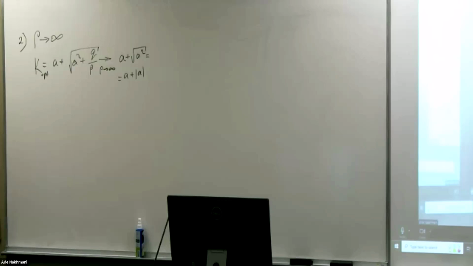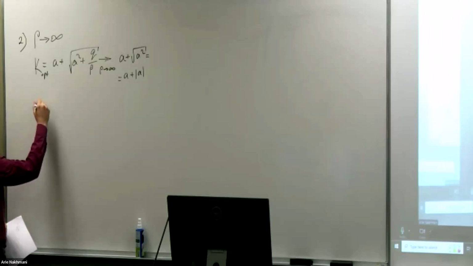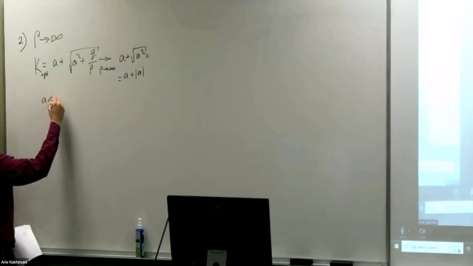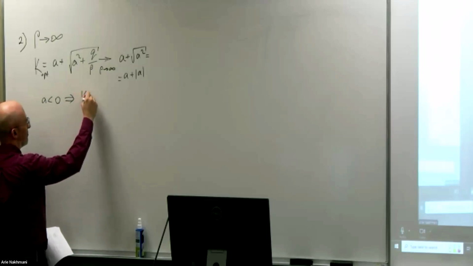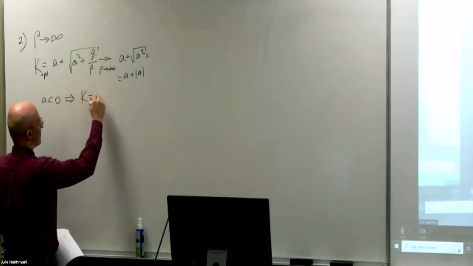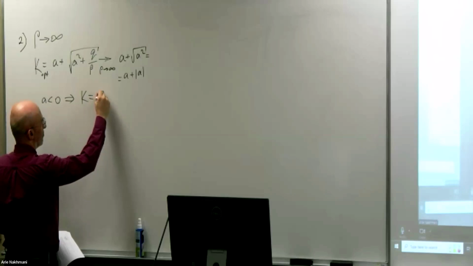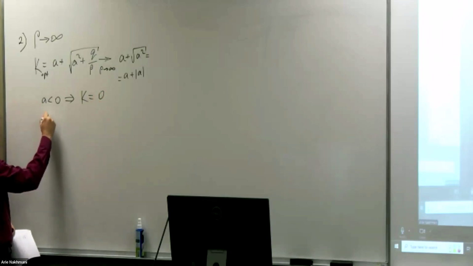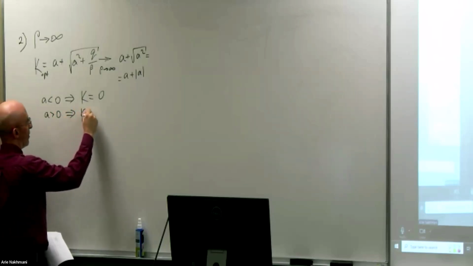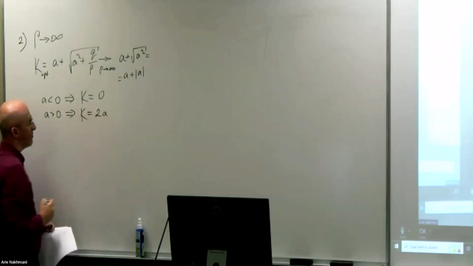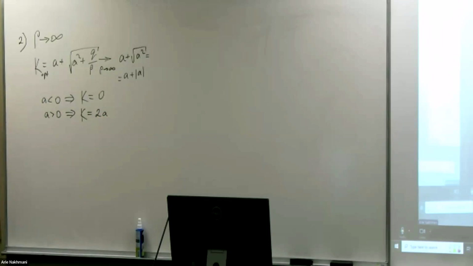So if A is stable, then you get K equals 0. If A is unstable, the system is unstable, K equals 2A. Does it make sense? So why does it make sense?